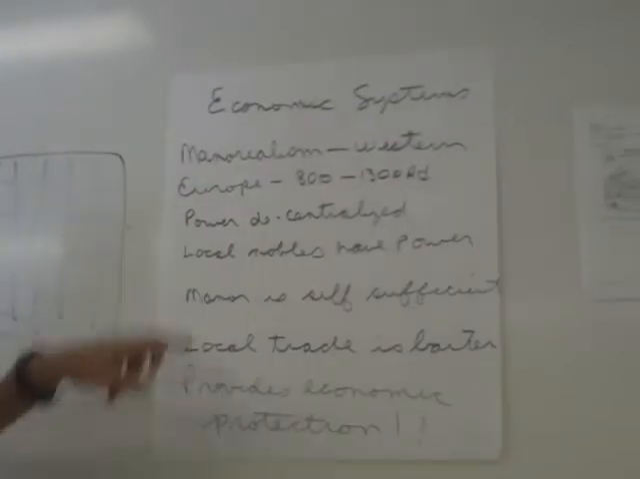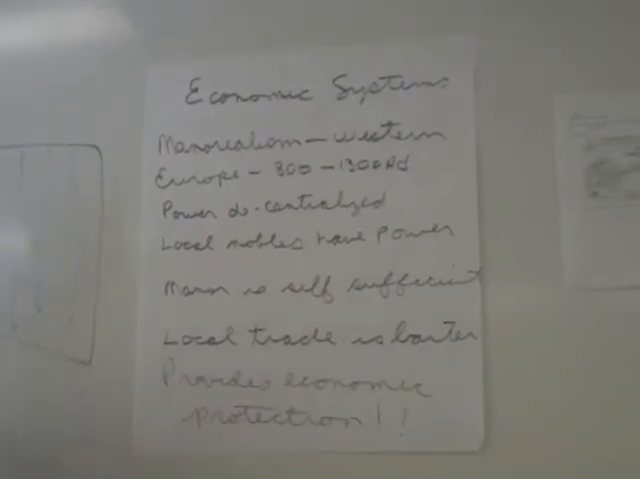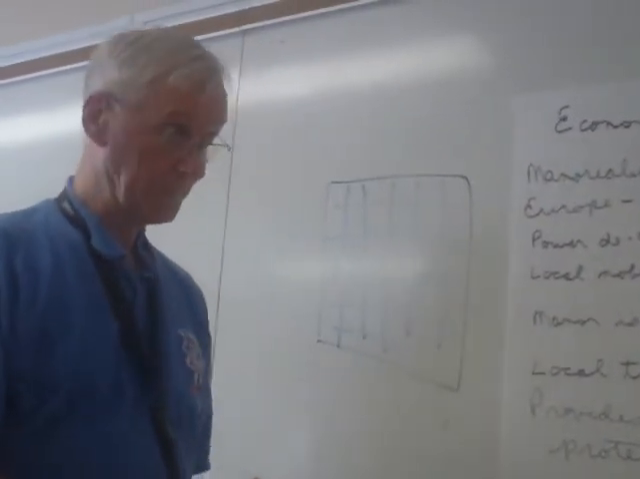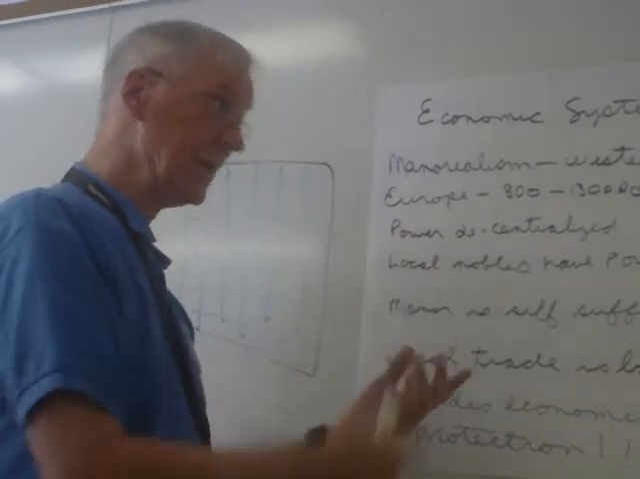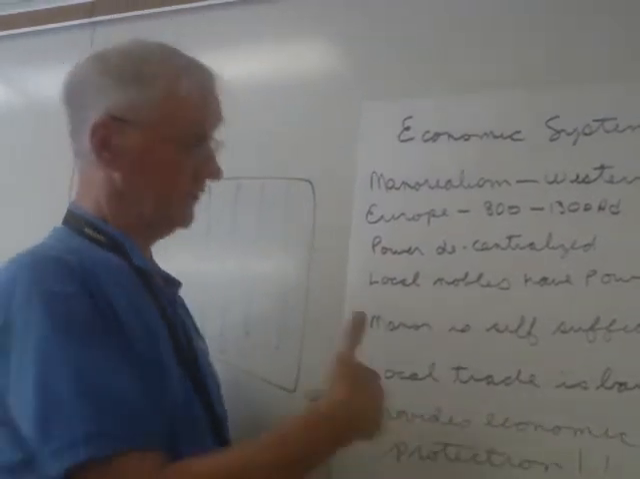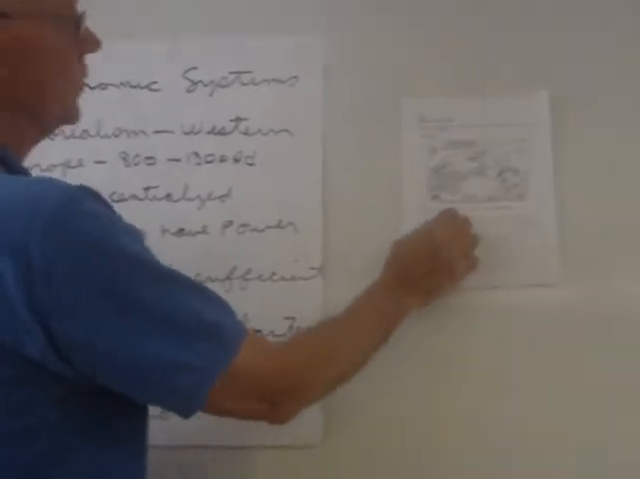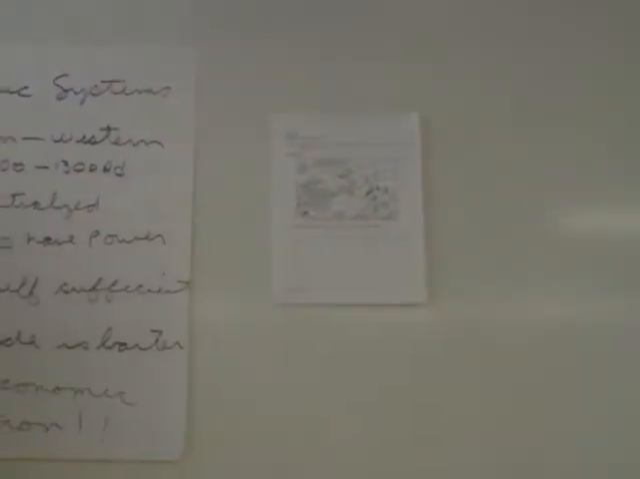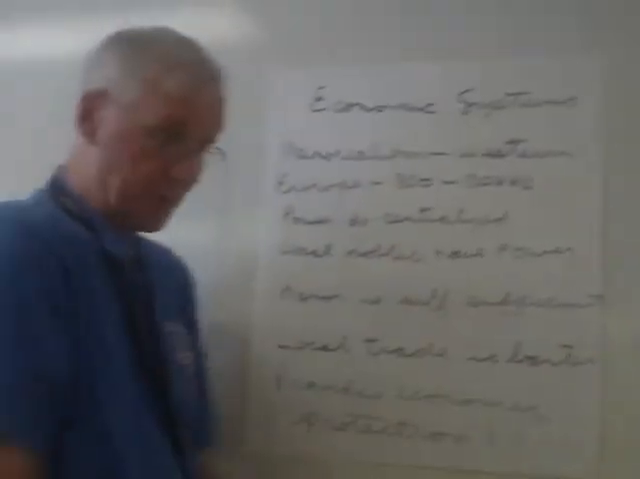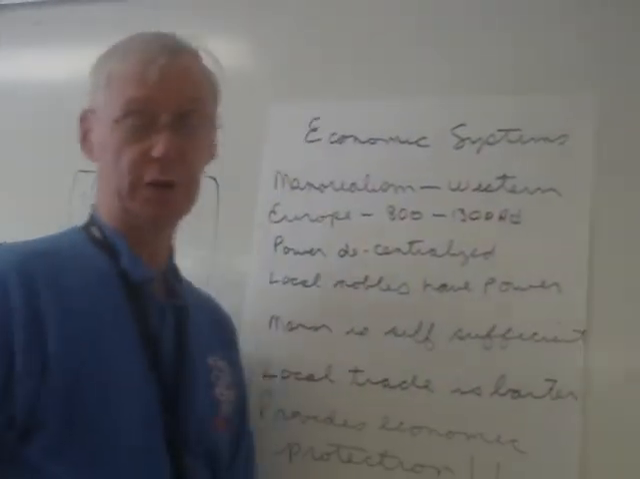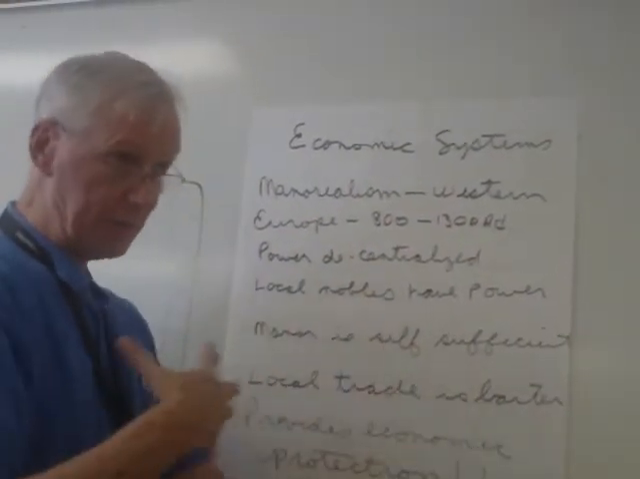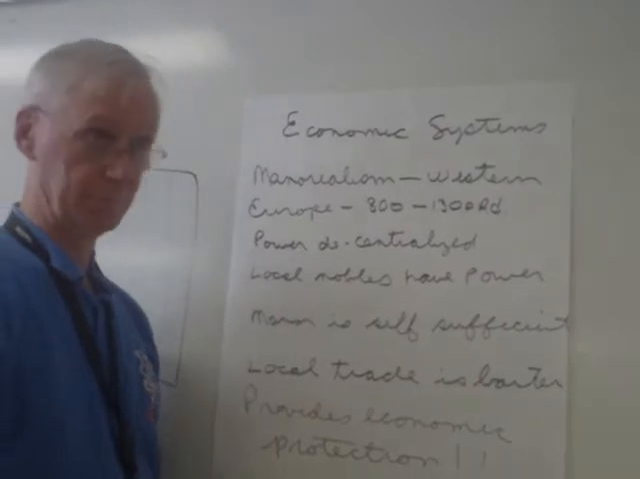Under manorialism, the manor provided economic protection. Whatever you needed was there. The workers on the manor provided economic protection for the lord of the manor. Going back to that, the people on the manor worked for the lord of the manor. So they helped him, they provided food for him. He gave them economic protection by giving them land to work on. So everybody was protecting each other.